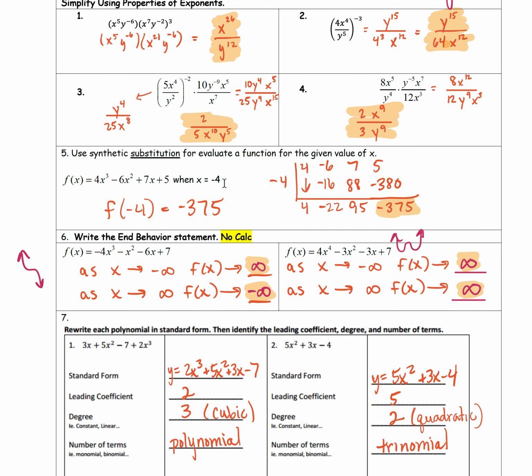Okay. 5, synthetic substitution. Remember, you're putting the number you want to substitute in on the top left. You're writing the coefficients, and if you end up skipping anything, it looks like we don't. So cube term, square term, linear term, constant. If there was a skipped one, you'd have to put a 0.